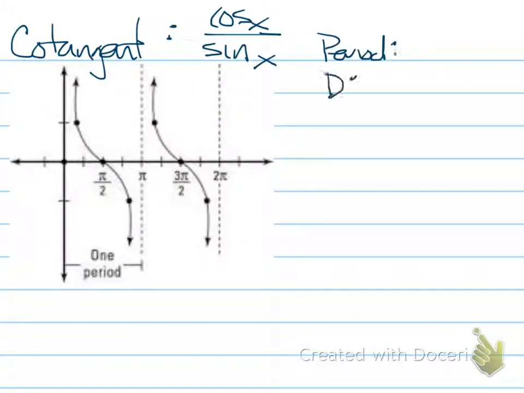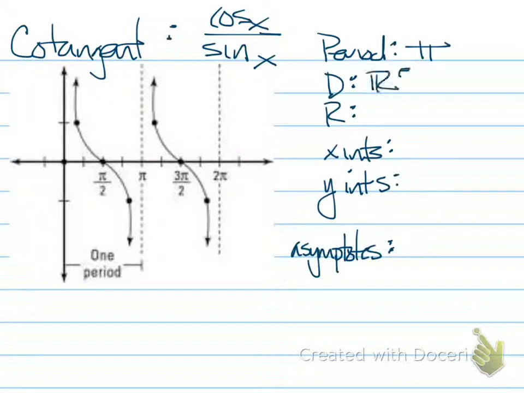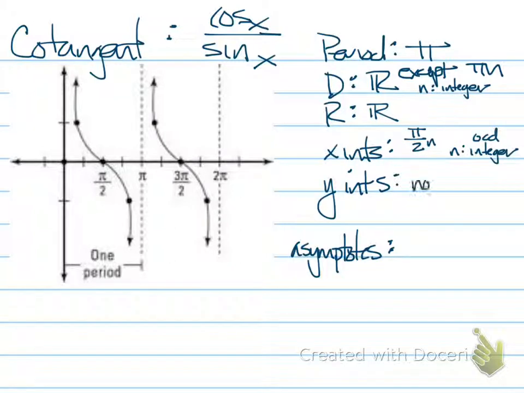And lastly, cotangent is the inverse of tangent, cosine over sine. The period for cotangent is pi. The domain is all real numbers except for pi times n, where n is an integer. The range is all real numbers. The x-intercepts exist at pi over 2 times n, where n is an odd integer. There are no y-intercepts. And you have asymptotes at x equals pi times n, where n is an integer.